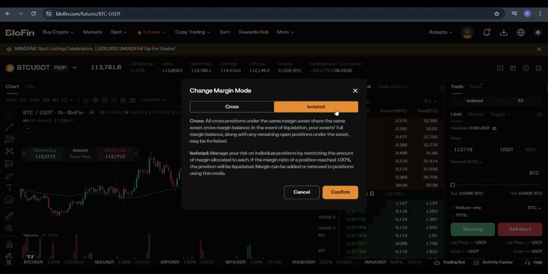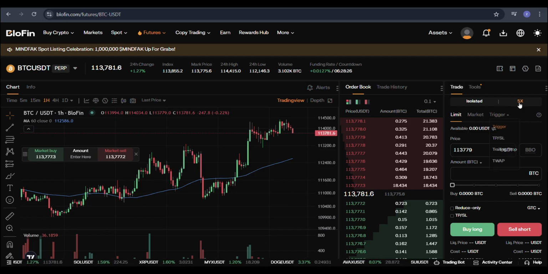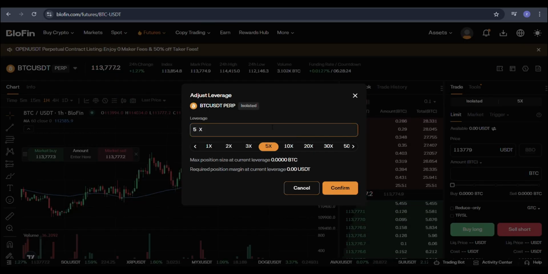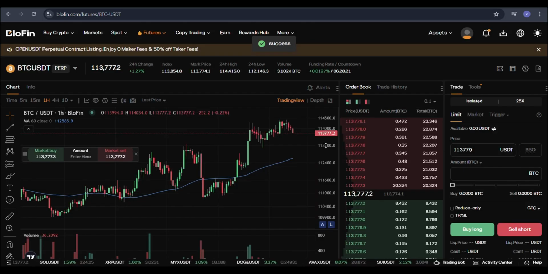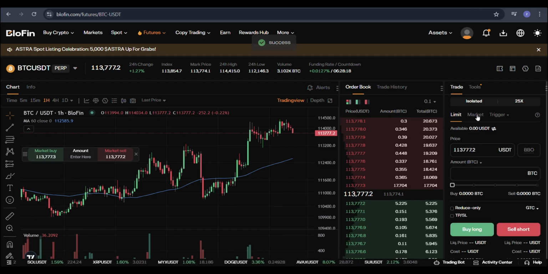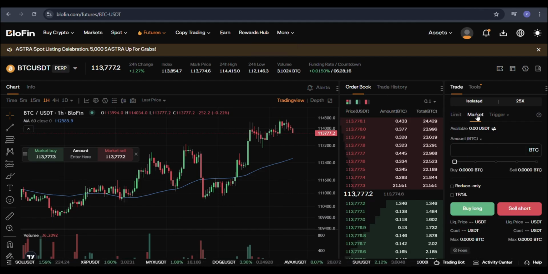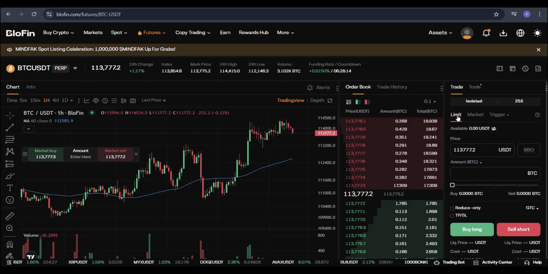So I always like to use isolated. The leverage, I like using like 25x, but it's up to you. And you can choose a market or a limit order. A market order executes instantly at the current price. A limit order lets you set your own price, and the trade only triggers if the market reaches it. Market orders are a lot faster, but limit orders give you more control.